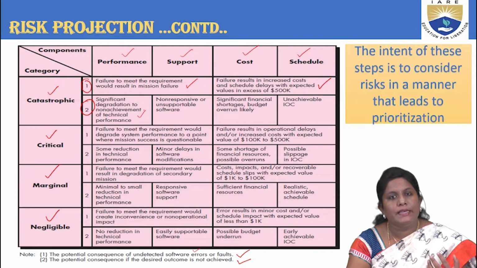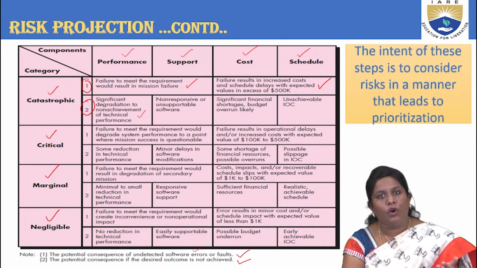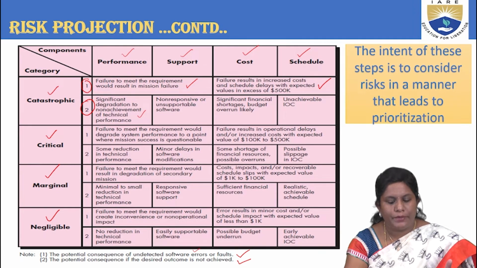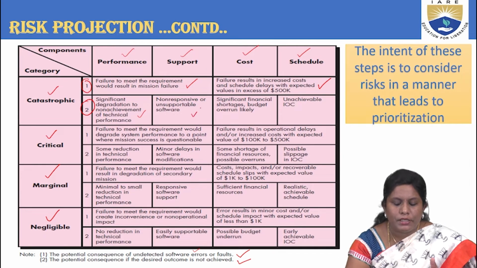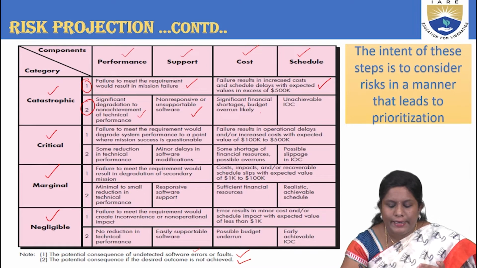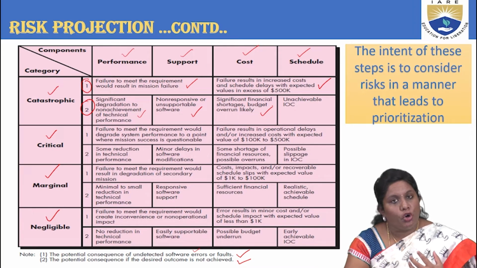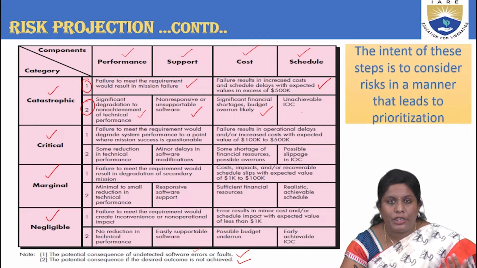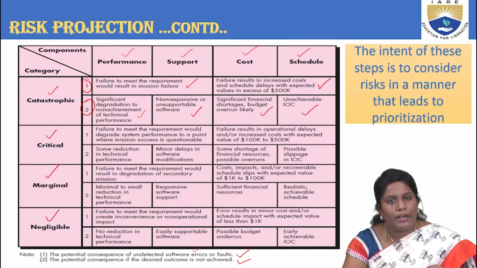So we assume that there is a technological flaw, so there is a damage to it. And you don't have some softwares which are supported, so they are unsupportive softwares. Next, again it leads to some shortage of budgets, or there is no budget at all, and you cannot achieve the different lines of code. So this is all about the catastrophic.